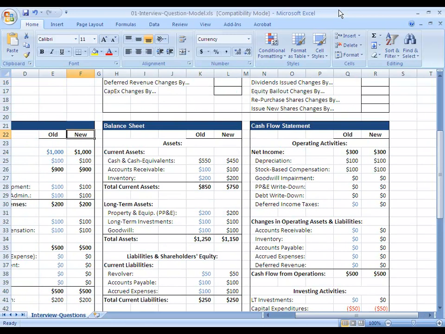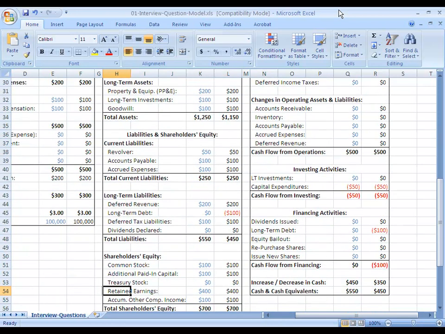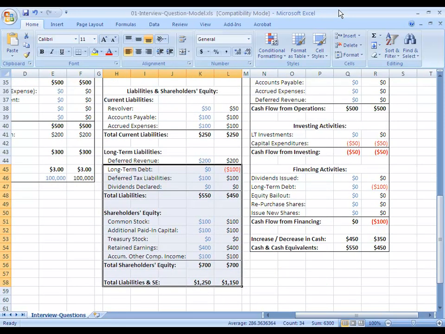On the balance sheet on the asset side, cash is down by 100 because we've used it to pay off the debt, so our total assets are down by 100. Then moving down, long-term debt is down by 100 on the liability side, and so total liabilities and shareholders' equity is down by 100, which matches our asset side being down by 100.